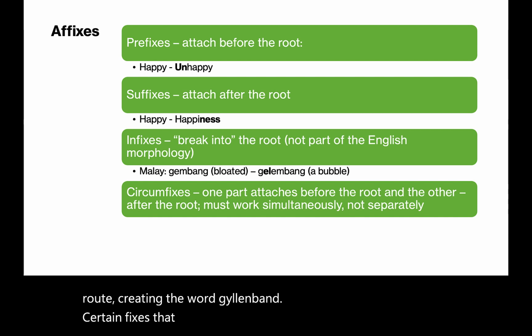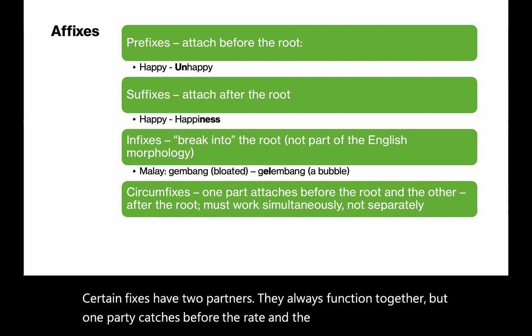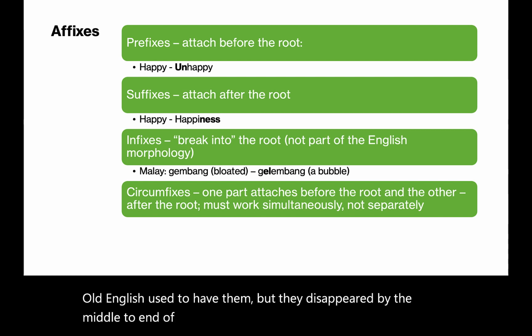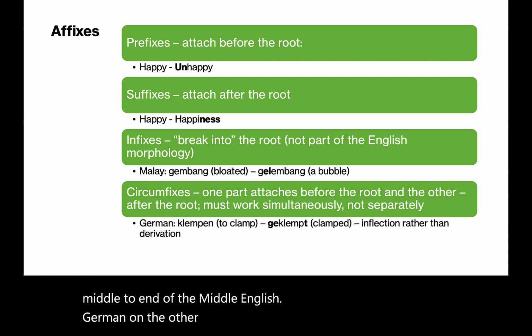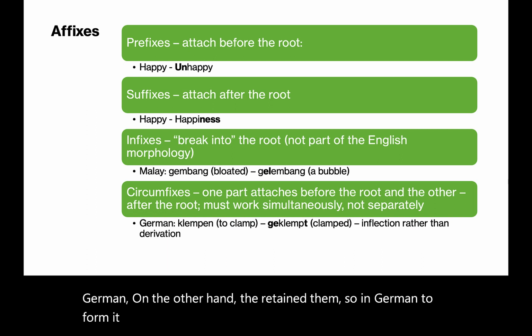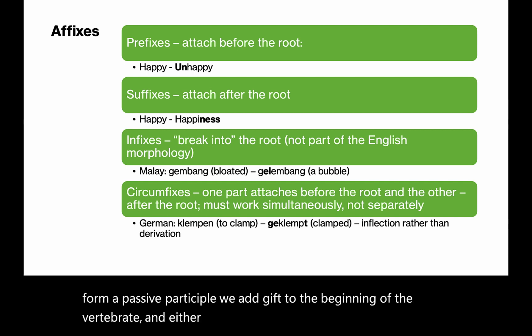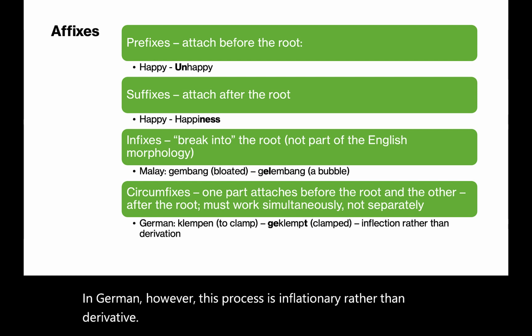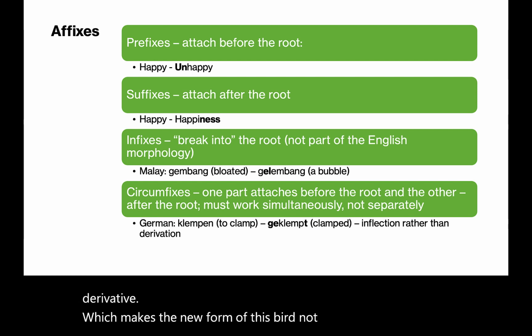Circumfixes are two-parters. They always function together, but one part attaches before the root and the other after. Old English used to have them, but they disappeared by the middle to end of the Middle English period. German, on the other hand, retained them, so in German, to form a passive participle, we add ge to the beginning of the verb root, and either n or t to the end. For example, the verb klempen means to clamp, and the word geklempt, clamped. In German, however, this process is inflectional rather than derivational. It makes a new form of the verb, not a new word, and we will talk about inflection in the next lecture.